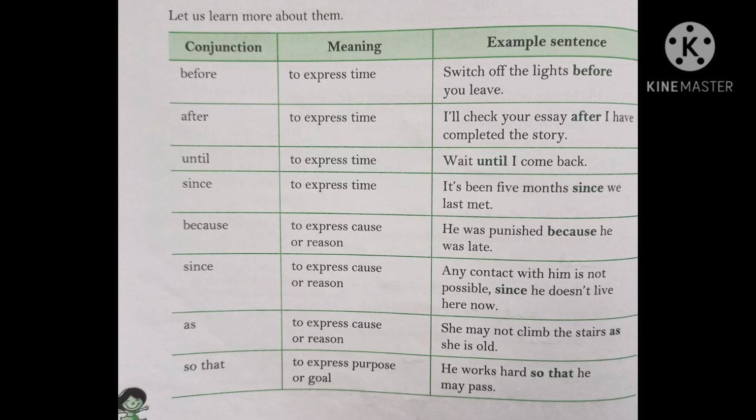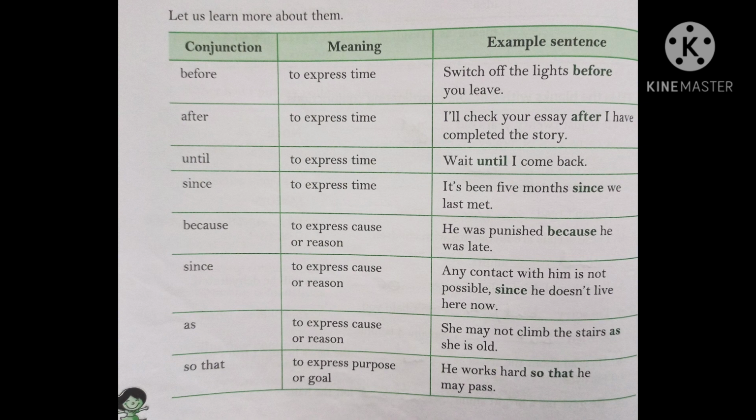There are many subordinating conjunctions, and here is a chart presenting uses of some of them. Before is used to express time. Switch off the lights before you leave. After is used to express time as well. I'll check your essay after I have completed the story. Until, to express time again. Wait until I come back.